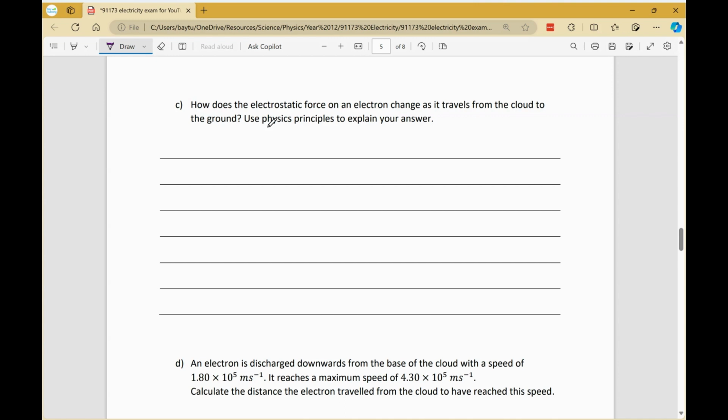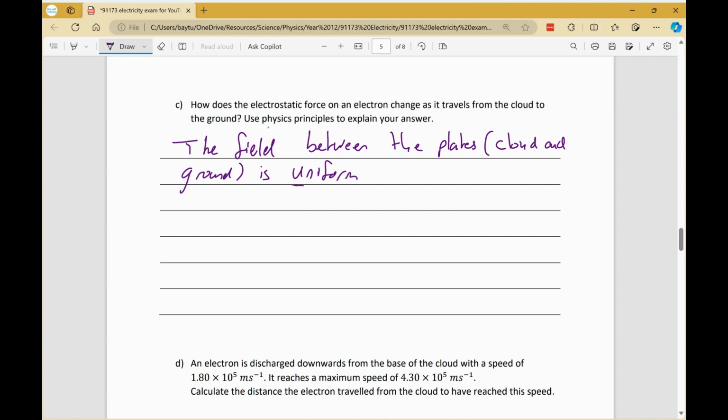So let's write that down and get that into words. The field between the plates, or between the cloud and the ground, is uniform. If you need to remember what uniform means, I always think of school uniforms. They're all the same. Well, within the same school. So uniform means the same. That's one way you can remember it.